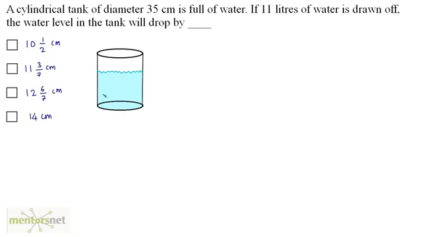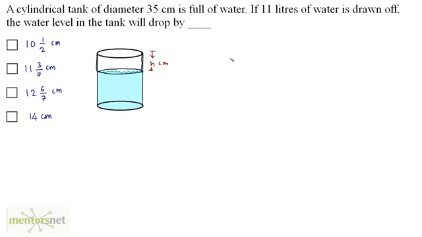So this is the cylindrical tank. Let us assume that the water has dropped by h centimeters. Now the volume of the water will be equal to the equivalent volume of this much of the cylindrical tank that is empty, because 11 liters of water has been drawn off and water level fell by h centimeters. So the equivalent volume will be equal to the volume of this cylinder with height h.